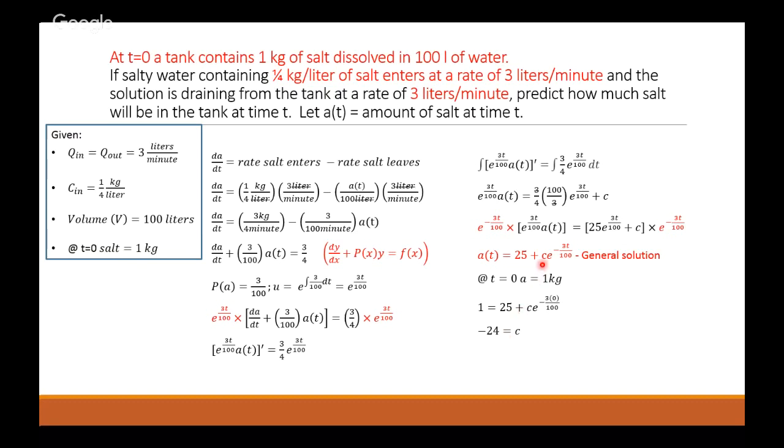And you can plug that back into the general solution, and you get a particular solution. In this case, it's the mathematical model that we were looking for. So we know the salt at any given time t is equal to 25 minus 24e raised to the negative 3t over 100. And, supposedly, as time goes on, we can start putting in different times, as this system's running, and see how the amount of salt changes.